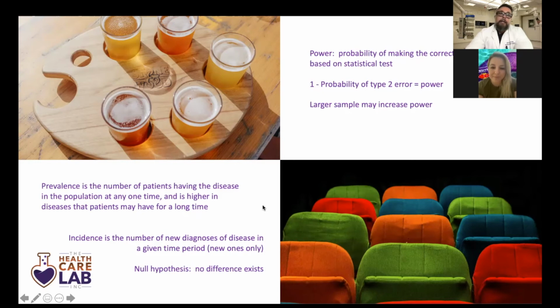Okay. Now, the null hypothesis, and this will come up just as we close out our slides here. The null hypothesis, remember, is there is no difference between the groups you're looking at. No difference exists. That's important when we design studies, just like some of the other things on this slide.